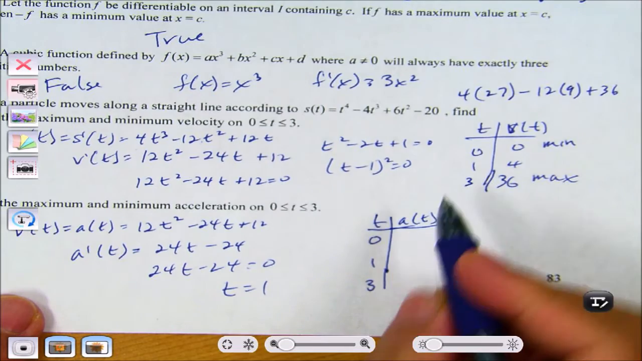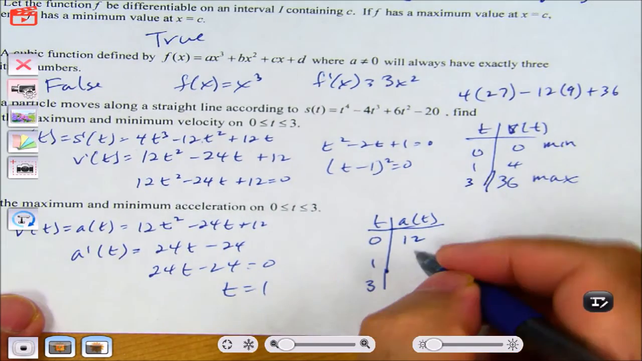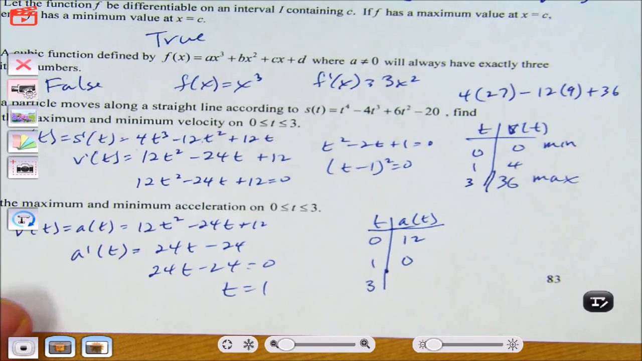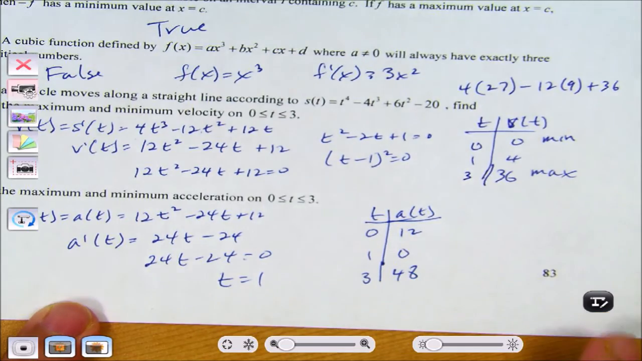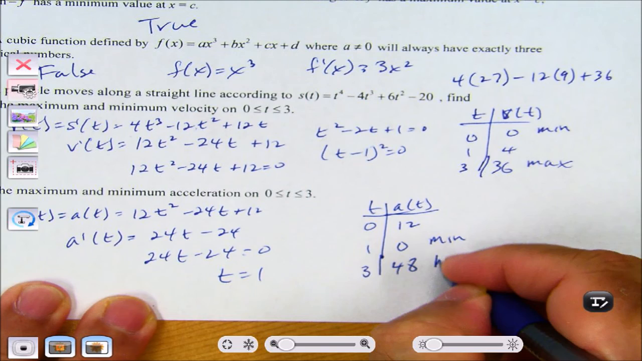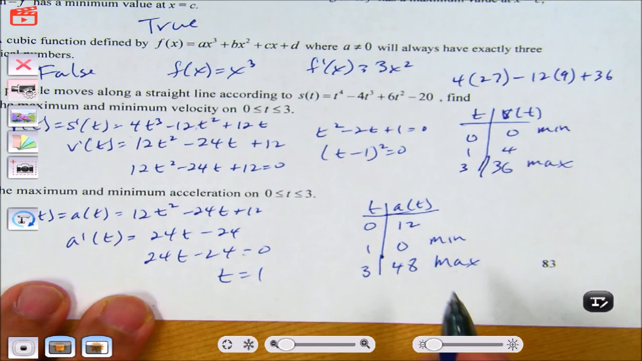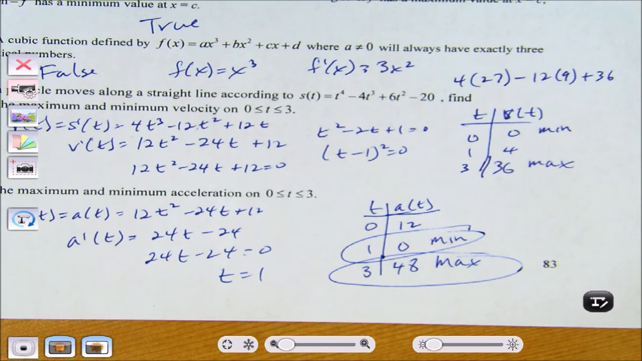So I'll plug 0 in there and I get 12. Plug 1 in there and I get 0. Plug 3 in there: it's 12 times 9 minus 24 times 3 plus 12. I got 48. So we have a min and a max. And that is section one.